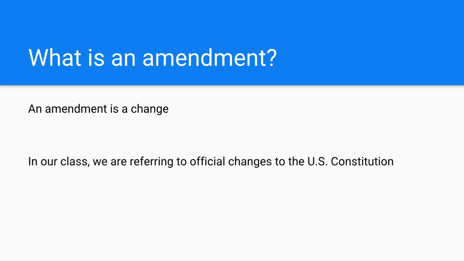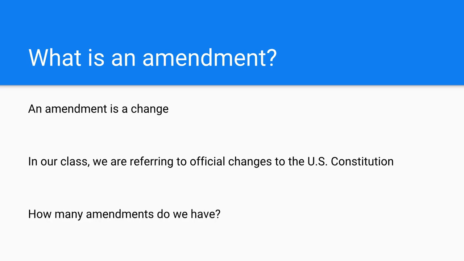And in our class, that specifically means we are referring to official changes to the U.S. Constitution. There are other ways that the Constitution can be changed over time informally, like when the Supreme Court maybe interprets part of the Constitution differently, but amendments are the only way you can formally change the actual written Constitution, change what it says.